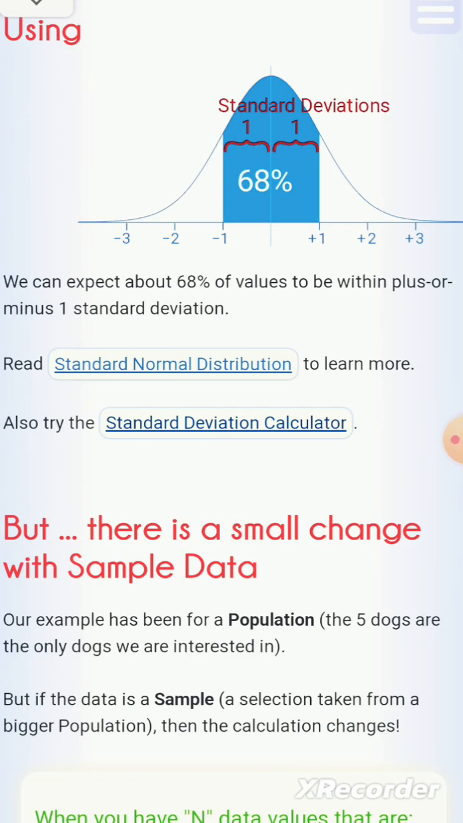There is going to be one simple, small change that happens if we're talking about sample data instead of a population. Our example that we had above was for a population. The 5 dogs that we were talking about were the only ones we were interested in, so it was a population that we were finding the standard deviation for. But if that data was a sample or a selection taken from a bigger population, the calculation changes just slightly.